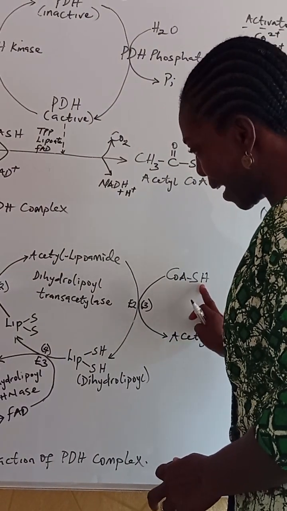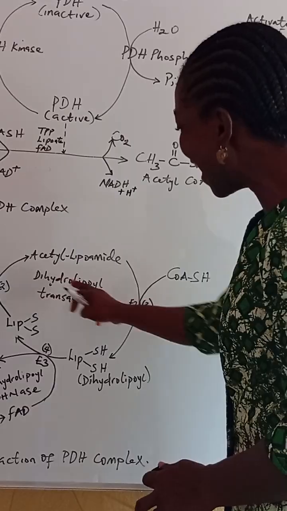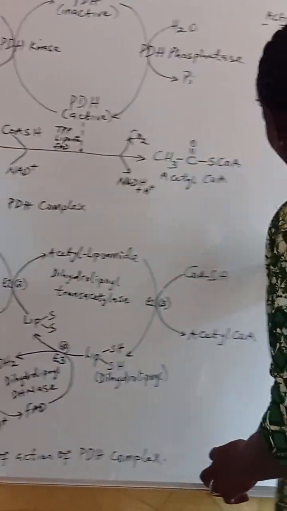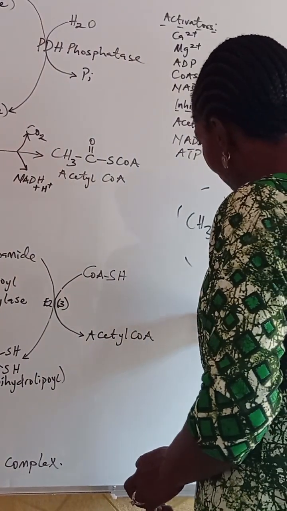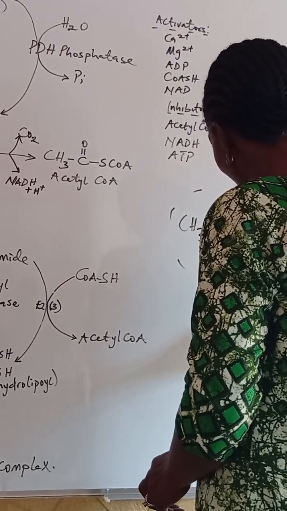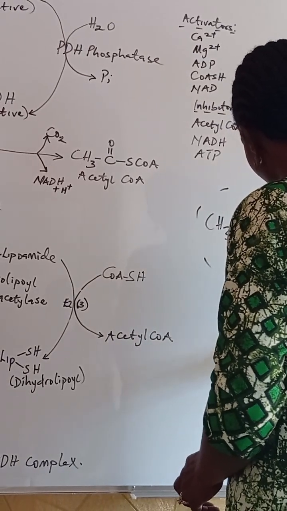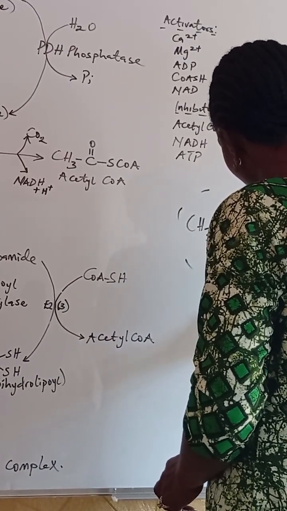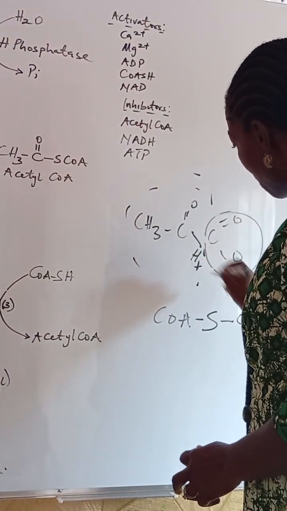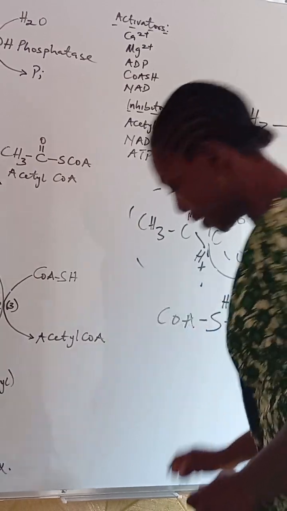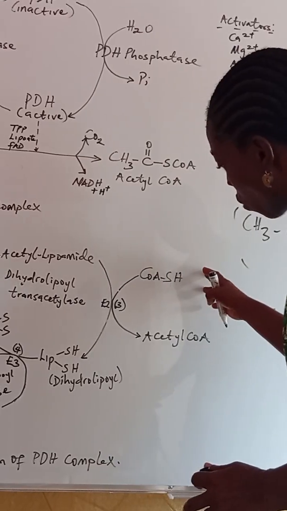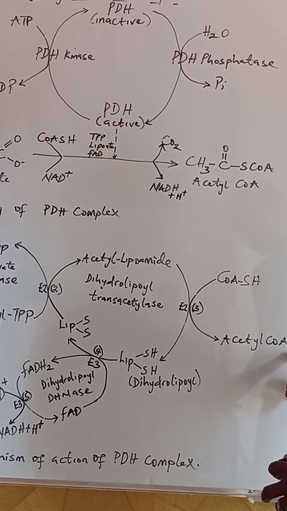At step 3, this acetyl-lipoamide is transferred to coenzyme A, catalyzed by the same enzyme, dihydrolipoyl transacetylase. So whatever it has received from TPP, it now transfers to CoA. So we now have CoA, S, and then we have our CH3. So all of this comes in here. This hydrogen is still pending, and the hydrogen from here is still pending. So we have all of that come in here. See, this acetyl is transferred to CoA to become acetyl-CoA.